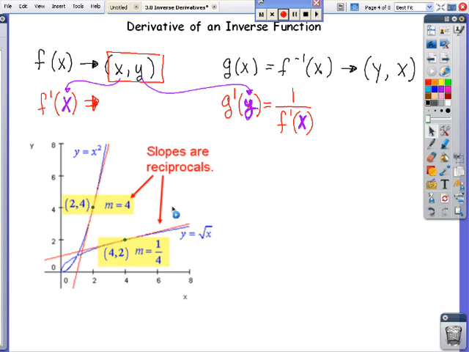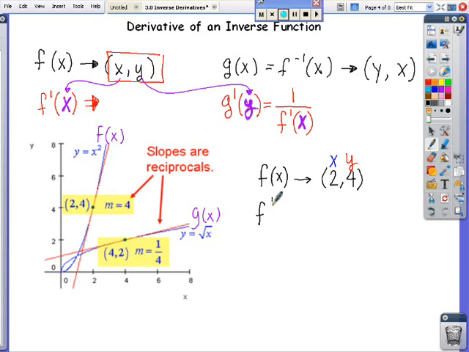So there is a point, and we'll call this one right here f of x, and we'll call this g of x. So there is this point on f of x, (2, 4), 2 being the x, 4 being the y. And then we also know that f prime of 2 is 4. So what I'm doing is highlighting what's written here. The rule then says that I can find on g the derivative at 4.